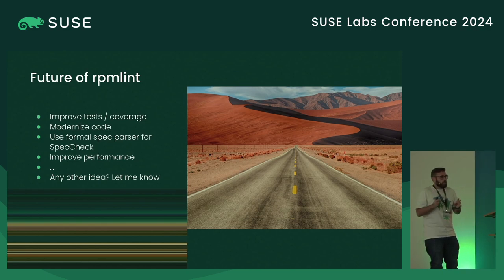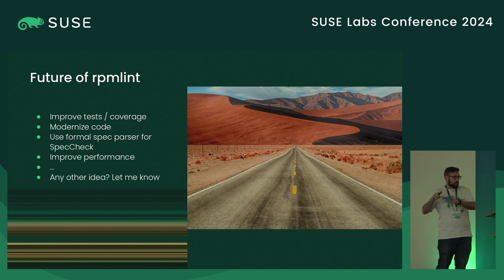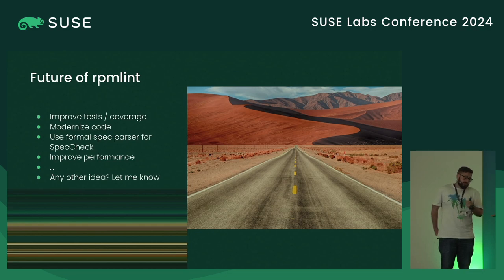Besides this Summer of Code project, how about improving the testing? That is the first step. There are other things to improve, something that we can do in the project, because there is a lot of room for improvement always.